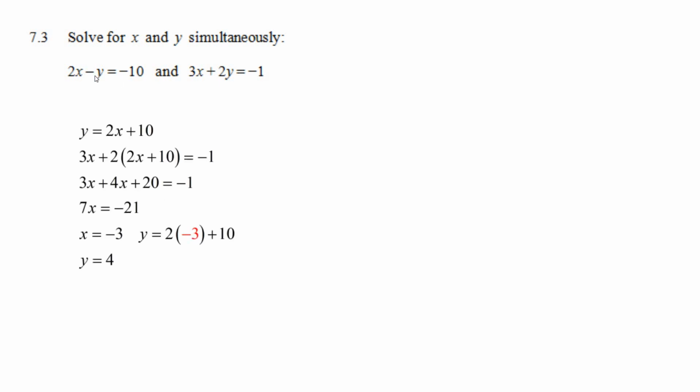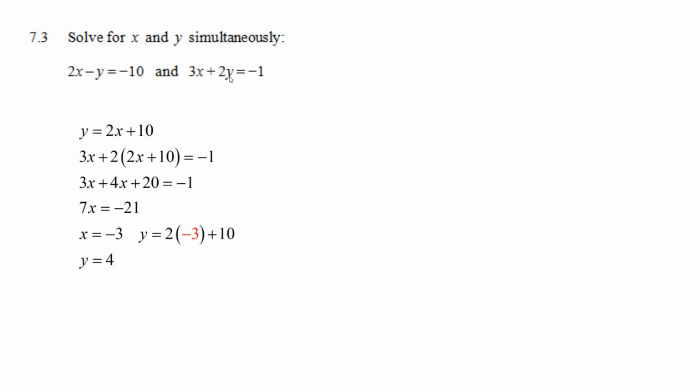And what we do is we could subtract 2x here, and we'd have minus y equals minus 2x minus 10. And then multiply everything by negative 1, and it would change the minus to a plus, the minus 2x to plus 2x, and the minus 10 to plus 10. You could add y and subtract 10 and get the same thing, but there you go, y equals 2x plus 10. That's a pretty nice one for substitution, because 2x plus 10, that's what y is.